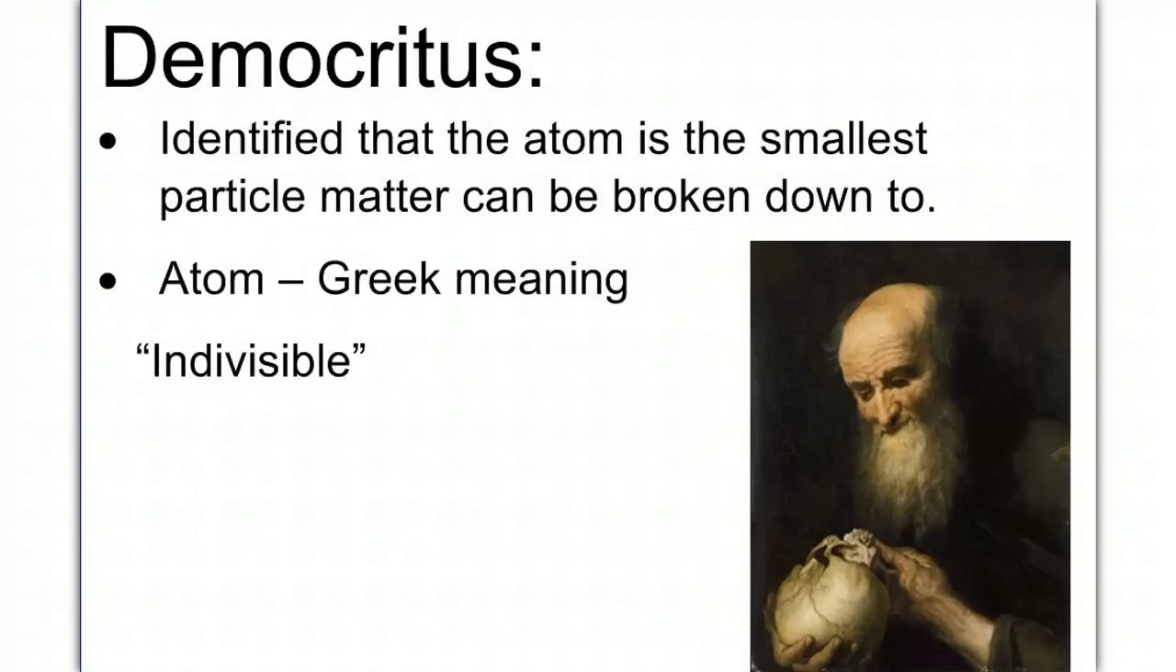So we'll start with Democritus, and he's the first person that just thought up the idea of the atom, where he figures matter has to get to a point where it's so small that it absolutely can't get any smaller. So the particles of matter cannot be broken down any further. So he names this the atom, which in the Greek meaning is indivisible, can't be divided any further.